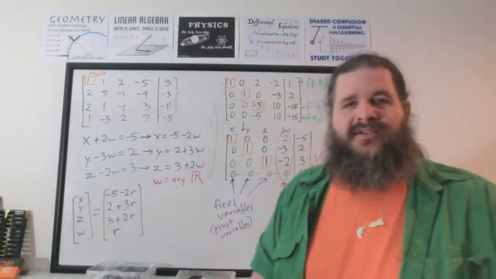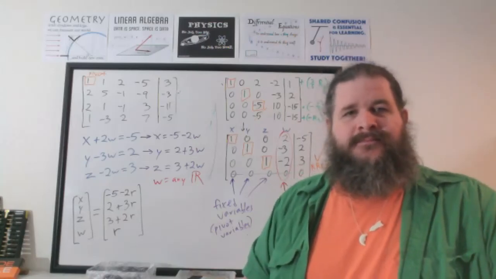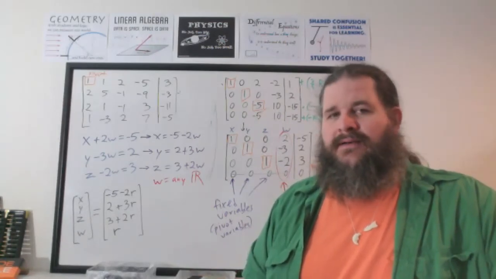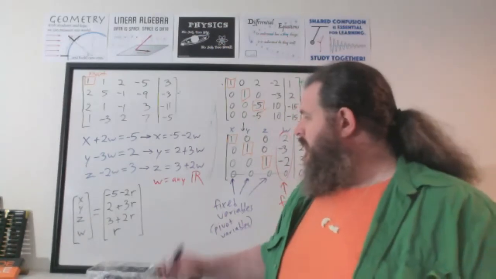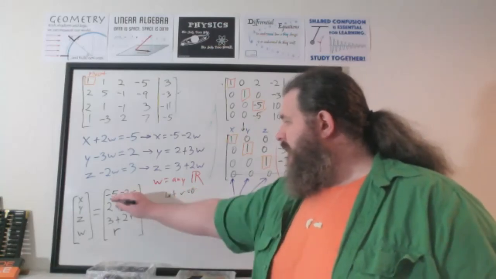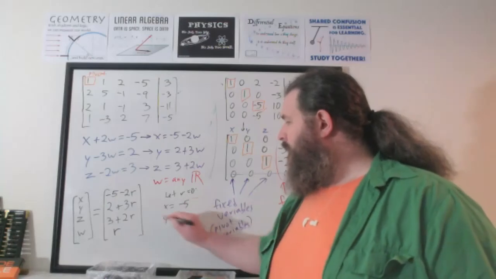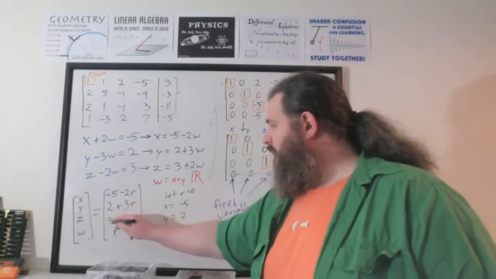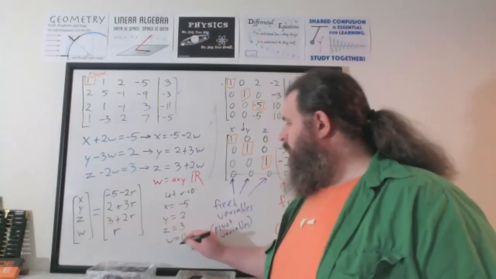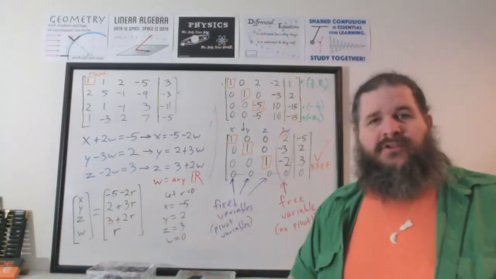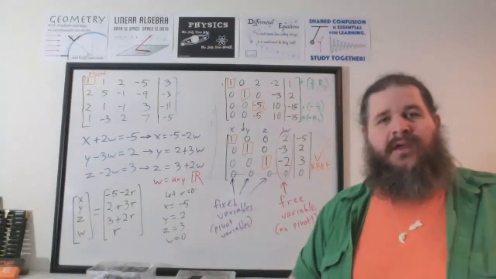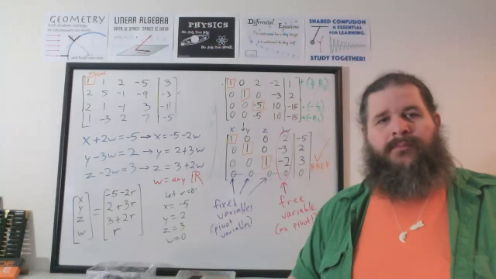For example, what would be the easiest r value to use here? 1. Probably even easier than 1. Yeah, let's say 0. If we just say let r equal 0, then we get x equals -5 plus nothing, y equals 2 plus nothing, z equals 3 plus nothing, and w equals nothing. So this should be a solution to the original system of equations. If you plug in these values for x, y, z, and w in the original system of equations, that should make all the equations true.